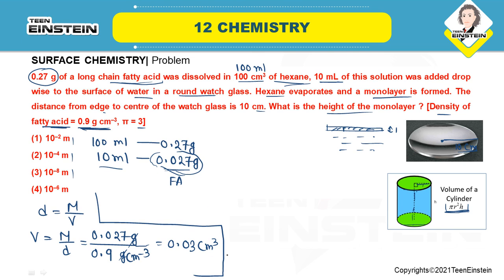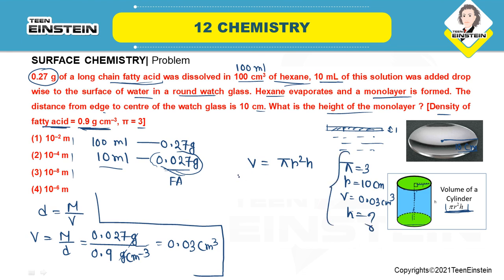Now this volume is actually the volume of pi r square h, and you have to find h because r is known and volume is also known. So using the formula v equals pi r square h, here v is known, pi is 3, r is 10 centimeter, v is 0.03 centimeter cube, and h is unknown.